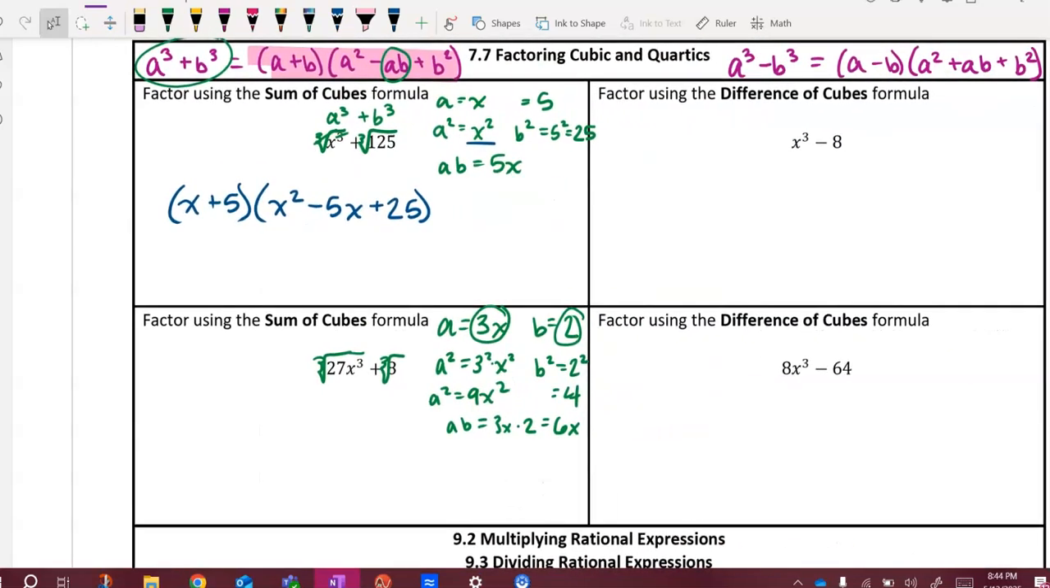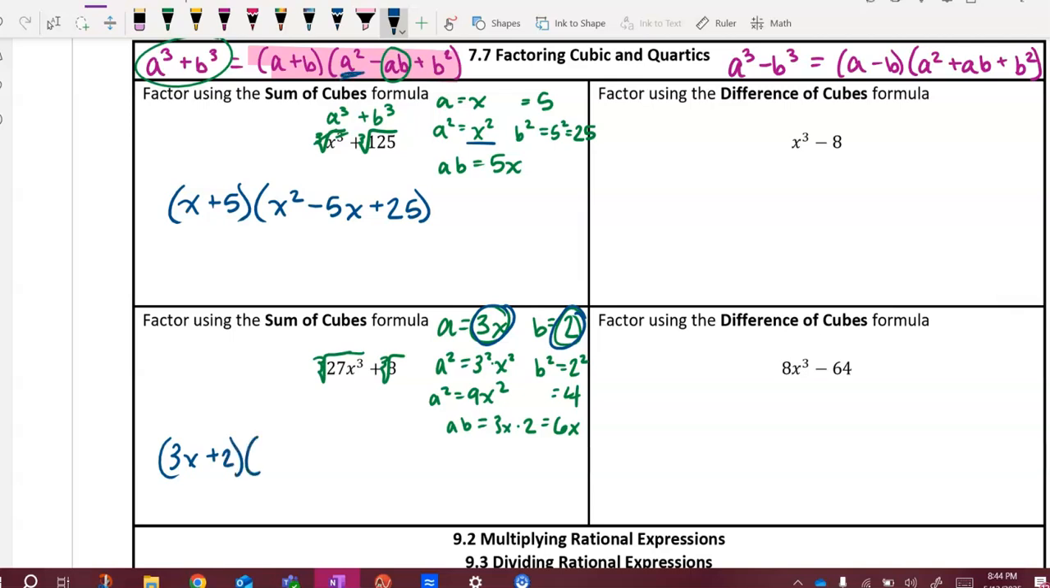First, we start with a times b. So what is our a value? 3x. Oh, I'm so sorry. We start with a plus b. Here I go messing you up again. A plus b. So we're going to say 3x plus 2.